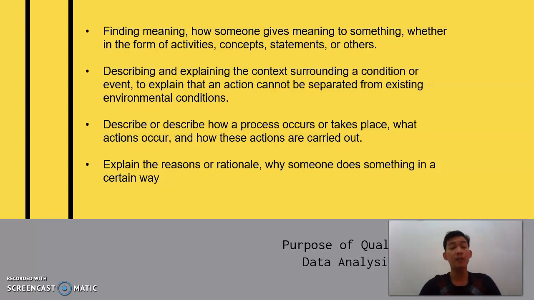The purpose of qualitative analysis is, first, to describe how the process occurs or takes place, what actions occur, and how these actions are carried out. And the last is to explain the reason or rationale why someone does something in a certain way. So in qualitative data analysis, we don't do testing of the data, but we find solutions, concepts, and statements, through interviews, taking notes from observations, and others. Okay, this is my explanation about qualitative analysis.